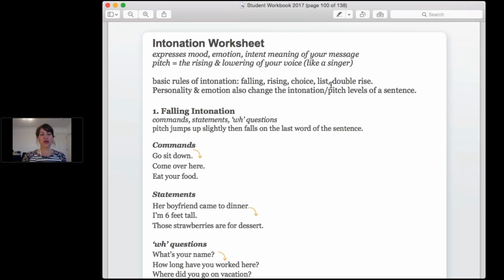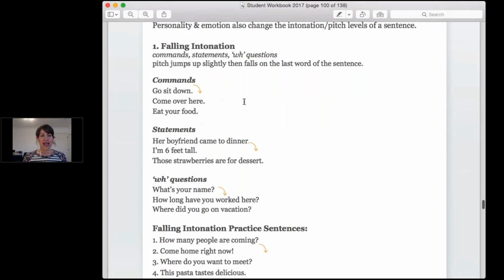Yes. All right, so if we go into this worksheet, and we're doing falling intonation, we'll say, her boyfriend came to dinner. Yes, exactly. So we're stressing boyfriend and dinner. We feel like that is the key idea here. Now sentence stress can change, because if we want to emphasize her, if we're really wanting to communicate that it's her boyfriend, we would say her boyfriend came to dinner. Exactly.